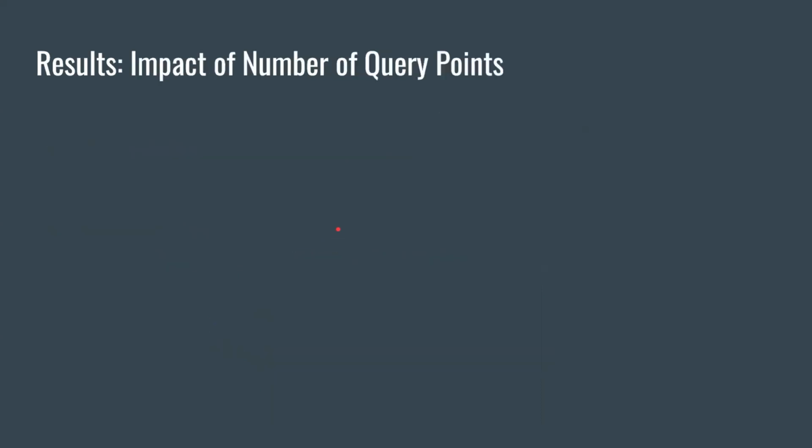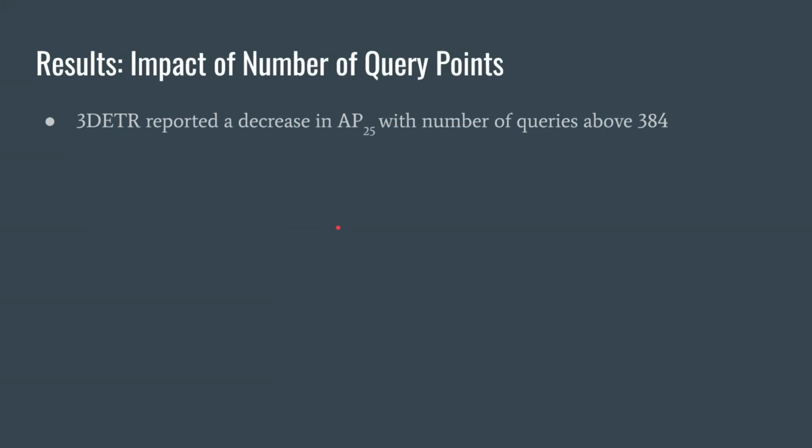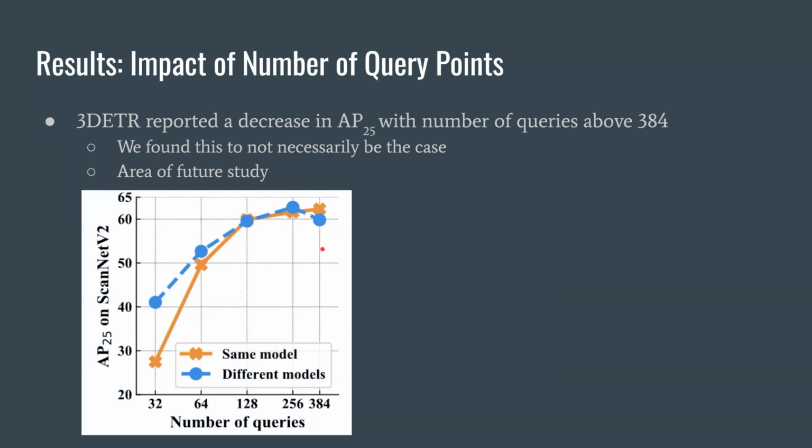So another thing we wanted to look at was the impact of the number of query points. 3DETR reported that the AP25 decreased with the number of queries going above 384. We found that not necessarily the case, and it can be an area of future study. This is the chart from 3DETR when they increased the number of queries from 256 to 384. They actually saw it either stayed the same or went down in mAP.